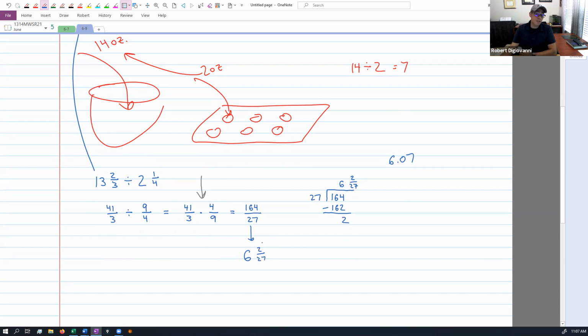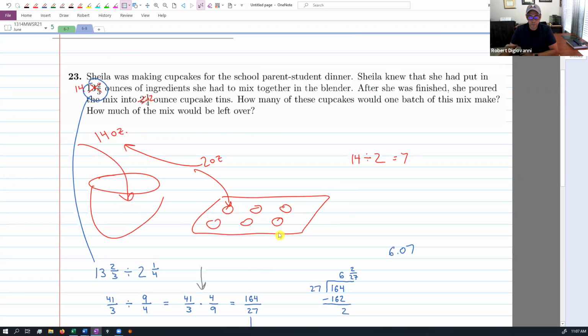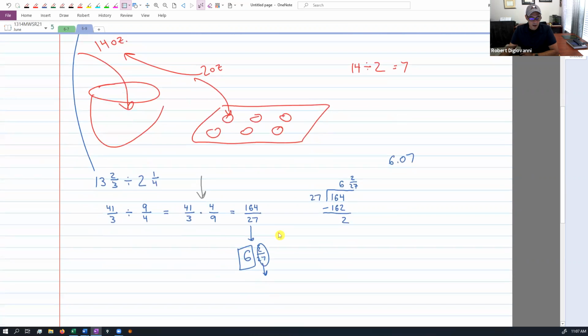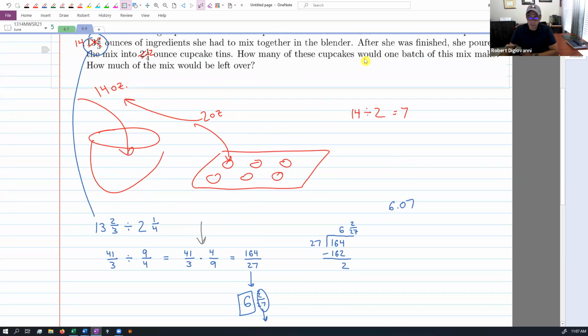So if we do this division, this becomes 6 2/27. So the answer to the question is 6, because you can only make 6 full cupcakes. You can't quite make 7. So you'll have a little bit left over, right? That's your leftover, but they want to know how many full cupcakes, so 6 would be the answer. And then how much is left over? It says, how many cupcakes can you make? That would be 6. How much is left over? 2 over 27, and that's ounces.